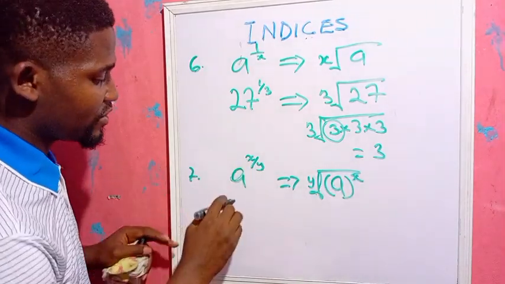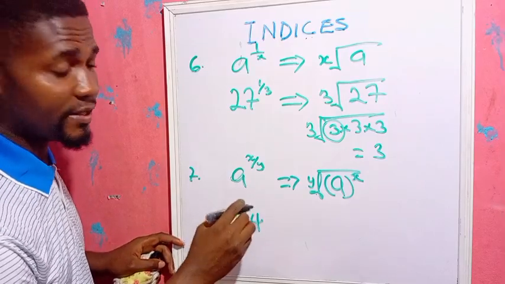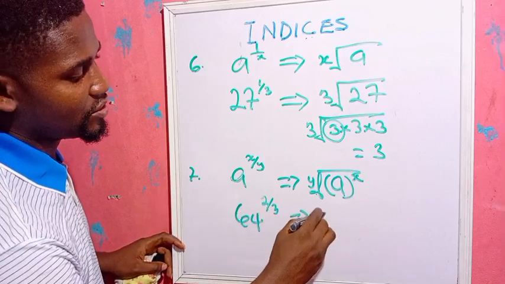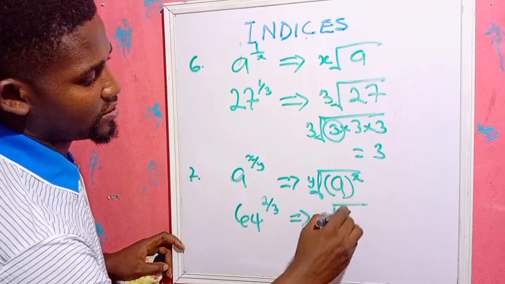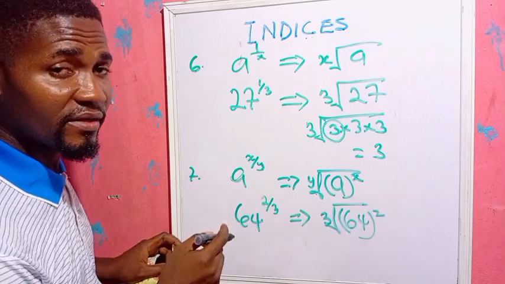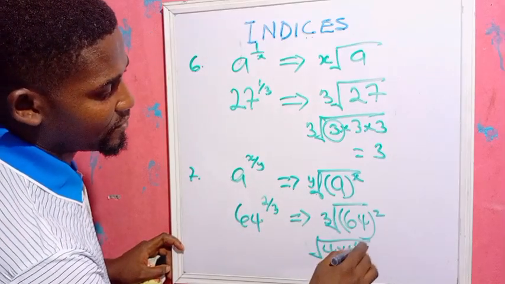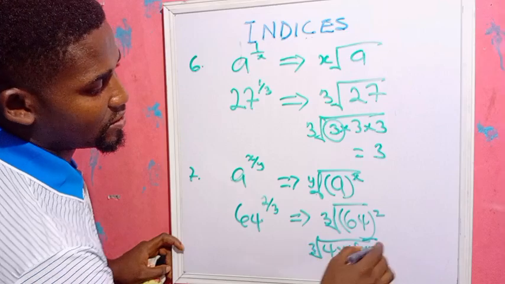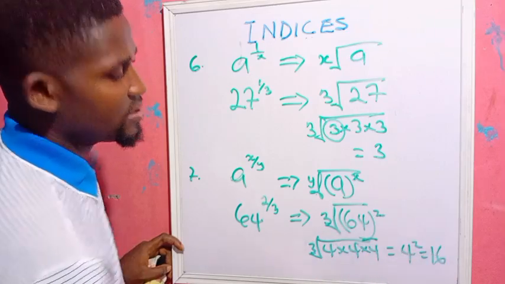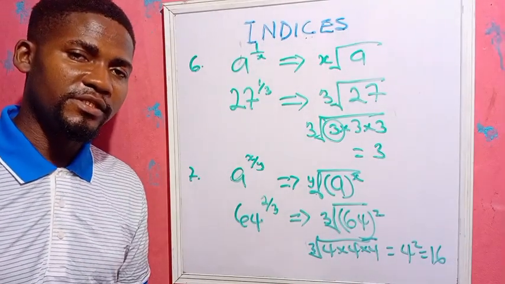Now for instance, we have 64 raised to the power 2 over 3. This is the same as cube root of 64, then we have a square. In other words, cube root of 64, we have it as 4 times 4 times 4. That's equal to 4, and then we bring our square. 4 squared will be 16. I hope you're following. So here 16 is our answer.